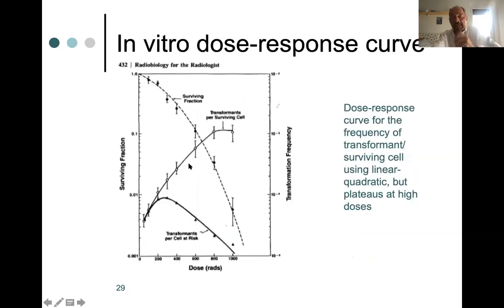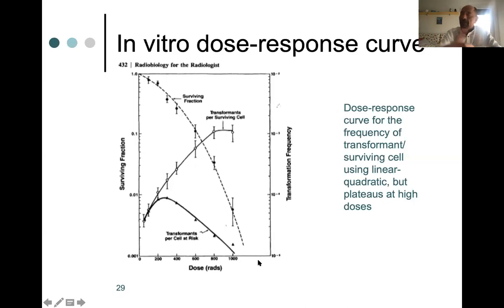And that's how the dose response curve will look. So if you calculate the number of transformants per cell exposed, you generally get a curve which is like that. Why is that? Because you have an increase if you look at the transformants per surviving cells as a function of the dose, but then you have the cell killing, which is exponential. This curve here is generally linear quadratic. So this is actually a log scale here. So this curve is linear quadratic. This curve is exponential. So if you look at transformants per cell at risk, it goes down.